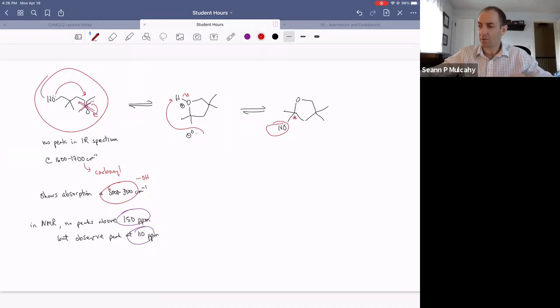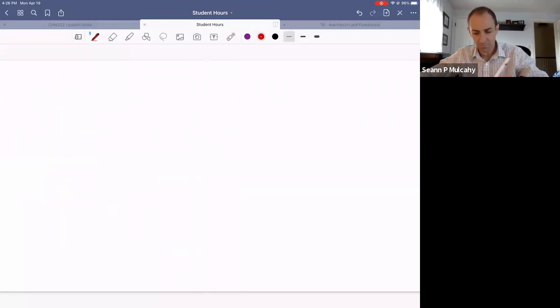Why don't we do this one? So I'm going to draw two molecules here. This one here, OCCl3, and phosgene. Okay, so this one is known as phosgene, and this one is known as triphosgene.